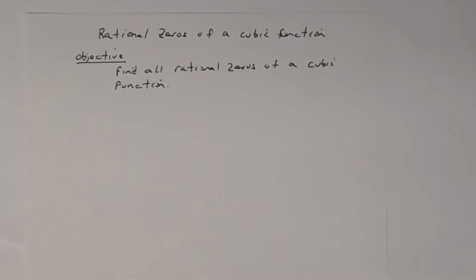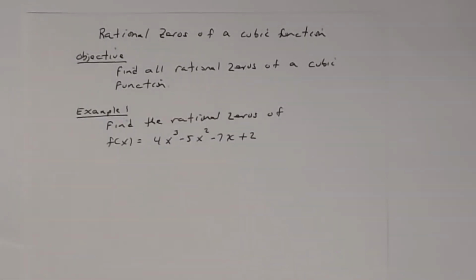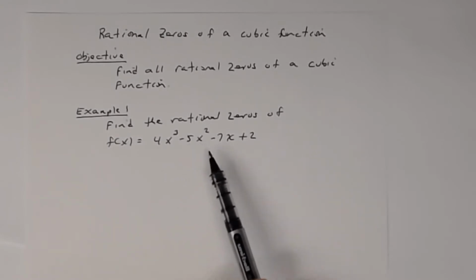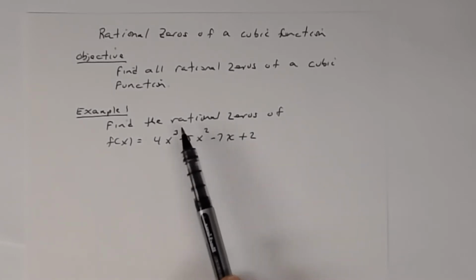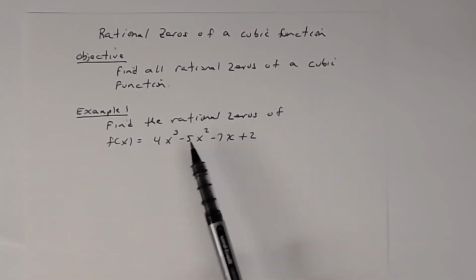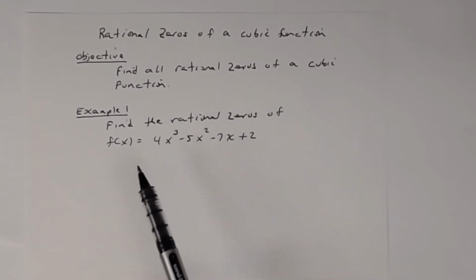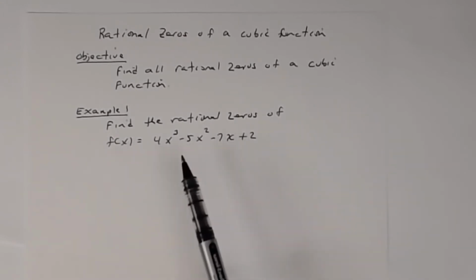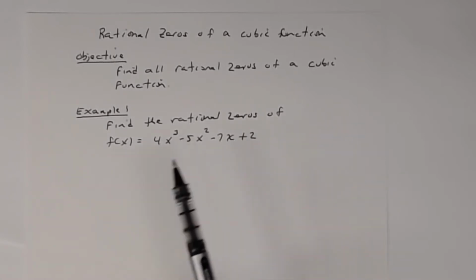So we're going to look at an example. Okay, so example 1 says this. Find the rational zeros of this function. And so you have this cubic function, 4x cubed minus 5x squared minus 7x plus 2. And remember, we're only looking for rational zeros here. So remember, a real number is either rational or irrational. So it could be that this function has irrational zeros, but we only want to look at the rational zeros in this lesson. Okay, in a future lesson, we're going to look at both the rational and irrational, but we're just interested in the rational.